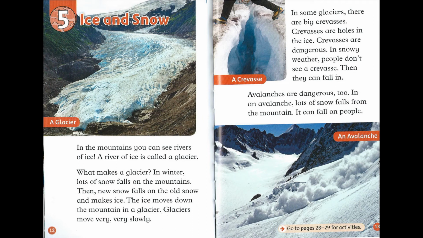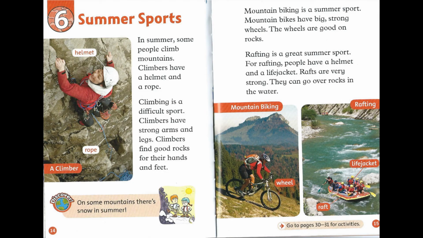Chapter 6. Summer Sports. In summer, some people climb mountains. Climbers have a helmet and a rope. Climbing is a difficult sport. Climbers have strong arms and legs. Climbers find good rocks for their hands and feet. Discover. On some mountains, there's snow in summer.